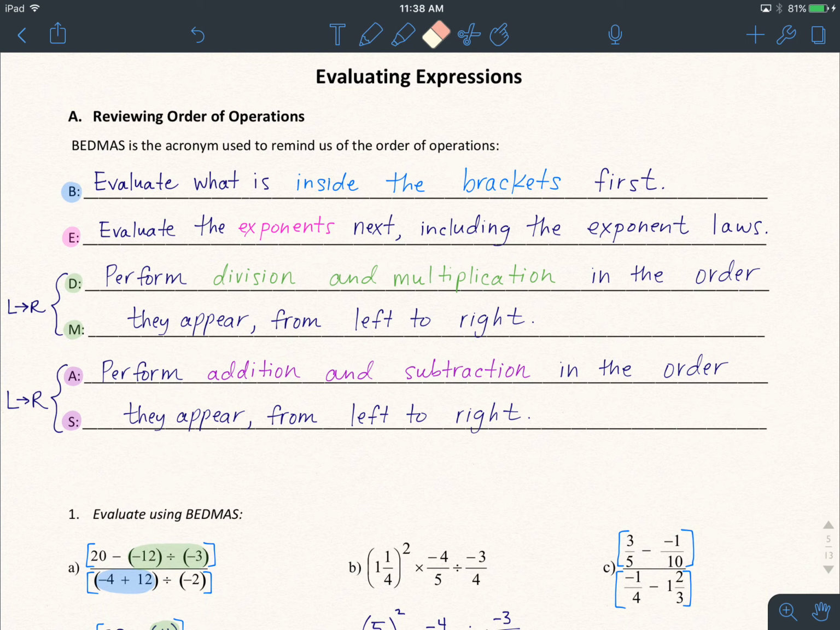That is followed by addition and subtraction as they show up from left to right. So same thing, you might have subtraction before addition. That's not important. It's just important to do all division and multiplication that shows up before you do addition and subtraction. Okay, let's have a look at these examples.